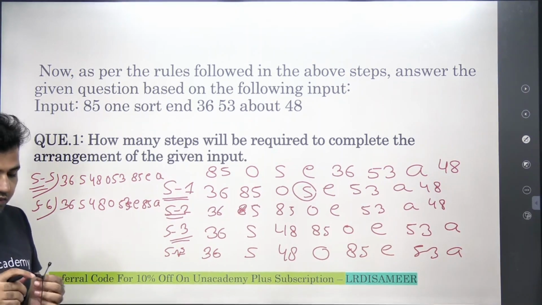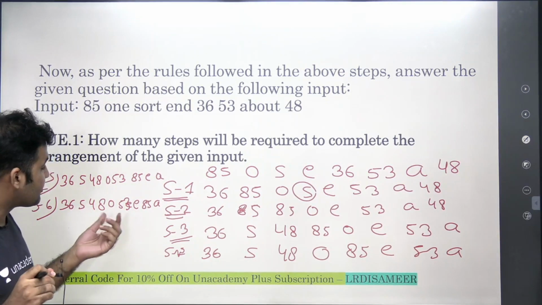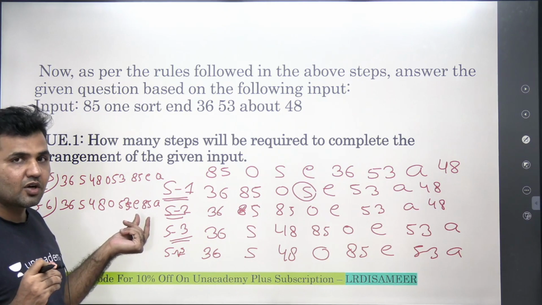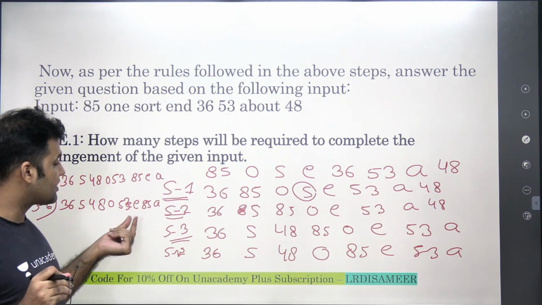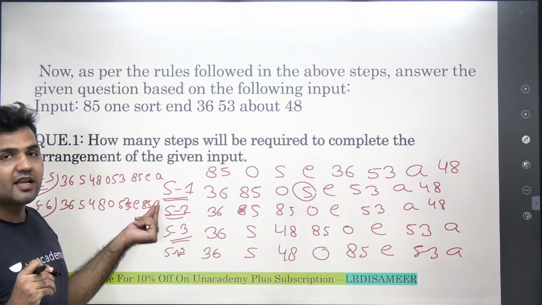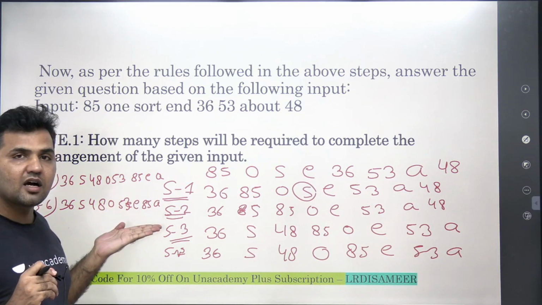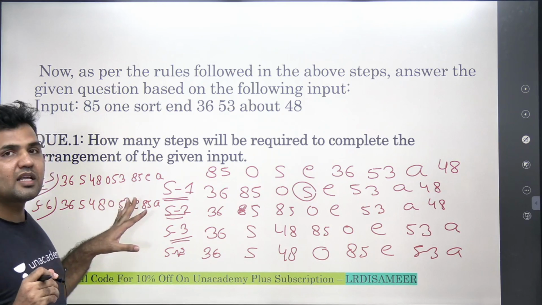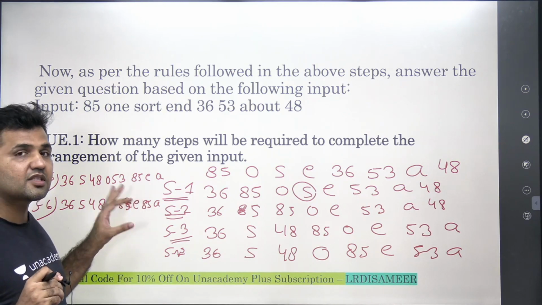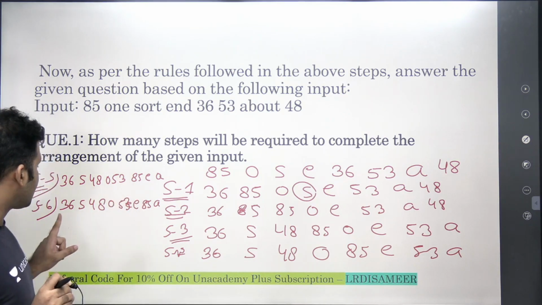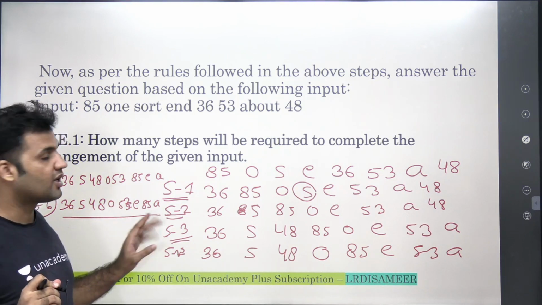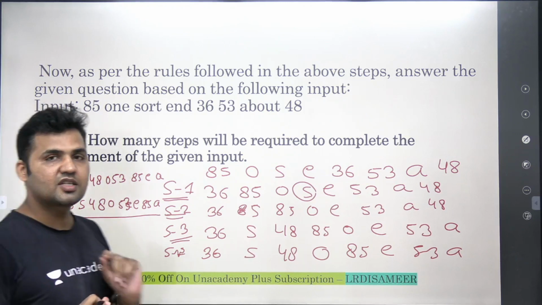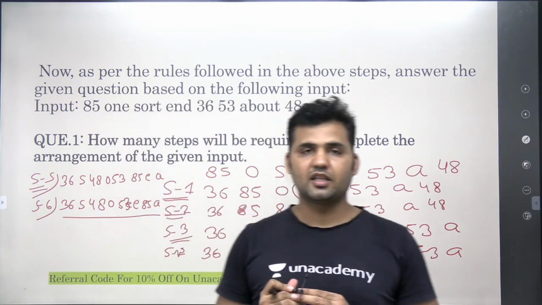Now you see that once you write down all the 6 steps, I don't need to bring 85 to its own position. After step 6, 85 and the next alphabet A automatically come to their own positions. So therefore I don't need to move them. This is called autofilling. Now you see that this was my desired output, and this I got in step 6. So the answer to the question is that 6 steps will be required to complete the arrangement.